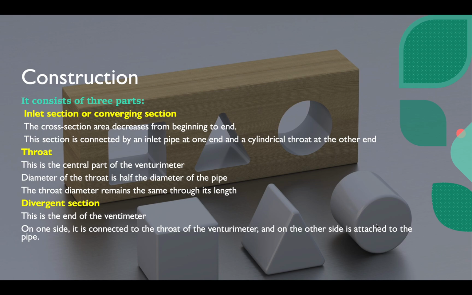The last one is the diverging section, also known as the divergent section. This is the end of the Venturimeter on one side. It is connected to the throat of the Venturimeter, and on the other side it is attached to the pipe. The divergent section has an angle of 5 to 15 degrees. The divergence angle is less than the convergence angle. The main reason for the small divergence angle is to avoid separation of flow from the walls.